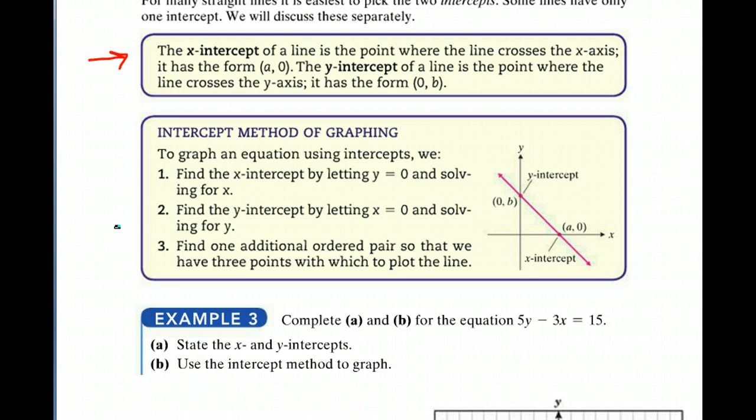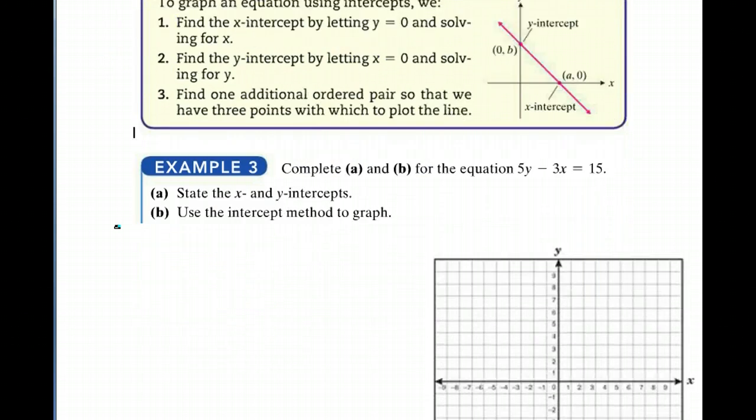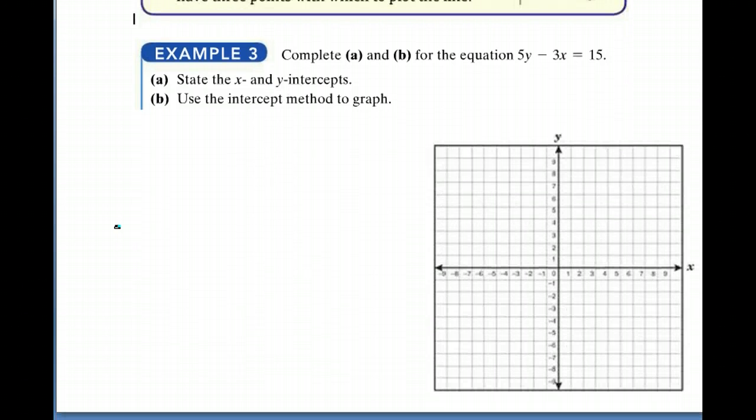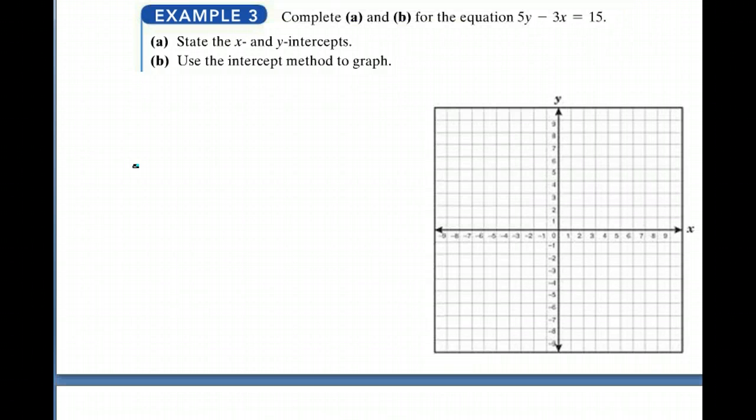Then we would just want to find one additional ordered pair so that we have 3 points in which to plot our line. Those are the official steps. So let's take a look at example 3 here. We are going to state the x and y intercepts, and then we're going to use the intercept method in order to graph this equation.